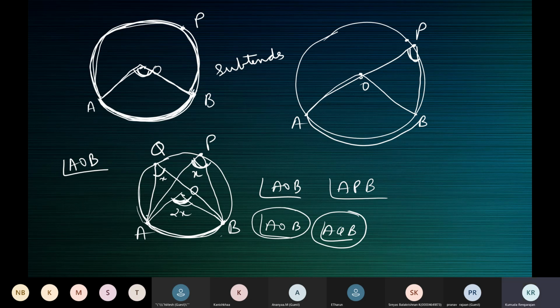Now, what do we understand from this? Let me finish it and then repeat it. From this, what we understand is angle APB is equal to angle AQB. When you join the chord AB, you find that angle APB and angle AQB are angles formed in the major segment of the circle, and they are equal. That gives rise to the theorem: angles in the same segment of a circle are equal.